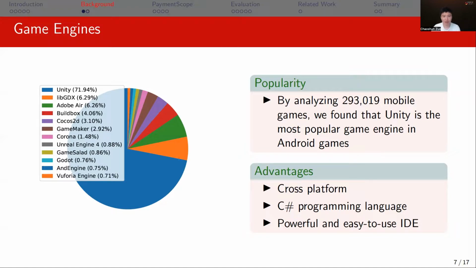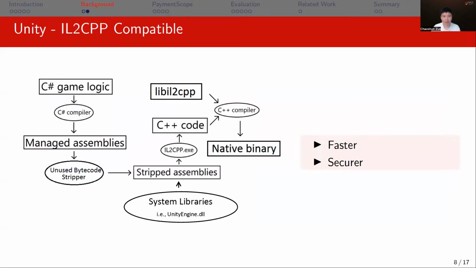However, the compiling process is unique compared to a normal C# program. In particular, the C# code will first be compiled to assemblies, which are also known as IL code. Then the IL code will be translated to C++ source code, and a standard C++ compiler will compile the code into native binary format eventually. The entire process is called IL2CPP. It will make the game code secure and fast. However, it also makes the game hard to analyze.